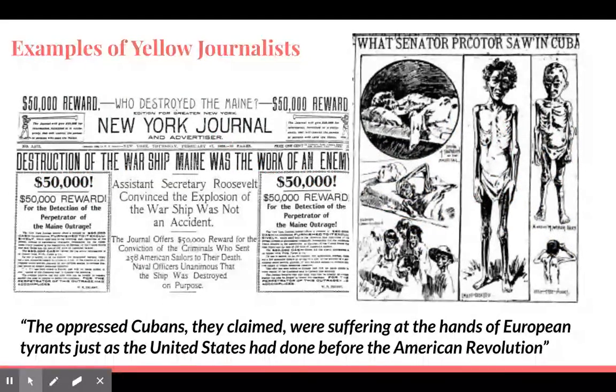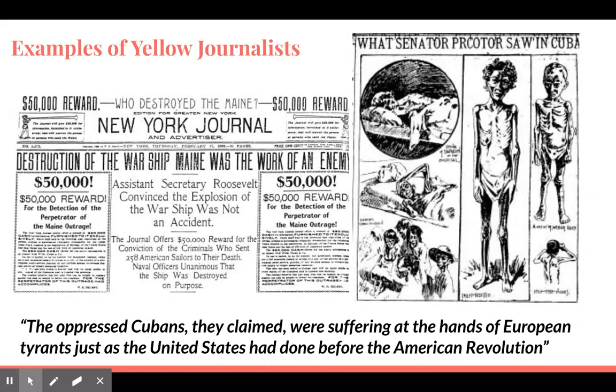Look at the article on the left. Look at what's in all caps in the center. Destruction of the warship Maine was the work of an enemy, aka it's Spain's fault. Look what else yellow journalists did. The thing on the right. It says what the Senator Proctor saw in Cuba. They're making the situation in Cuba sound so dire, so intense. Look how Spain is treating these Cubans.